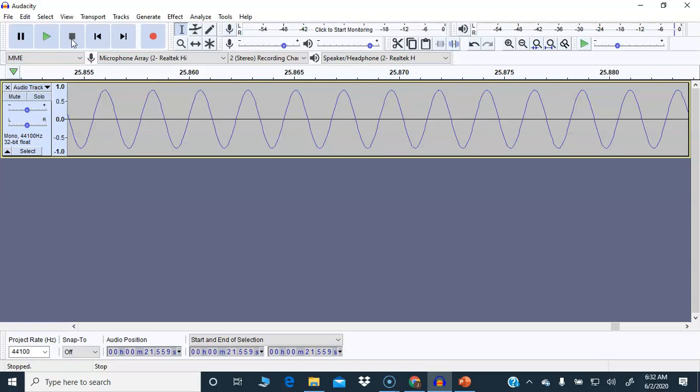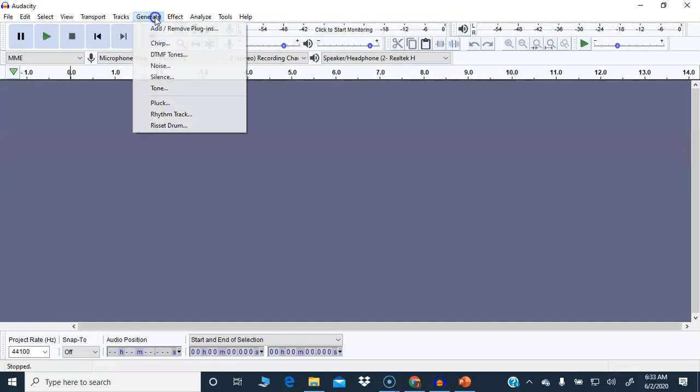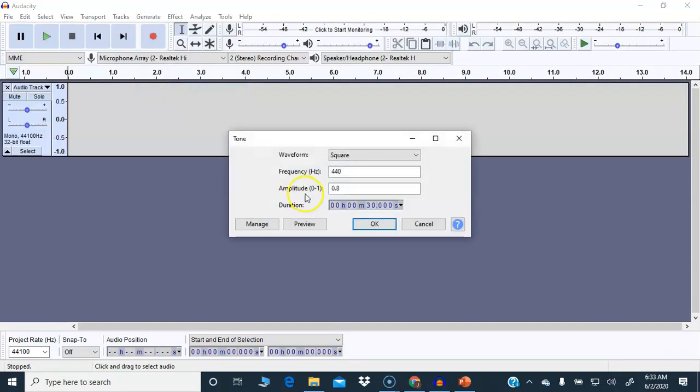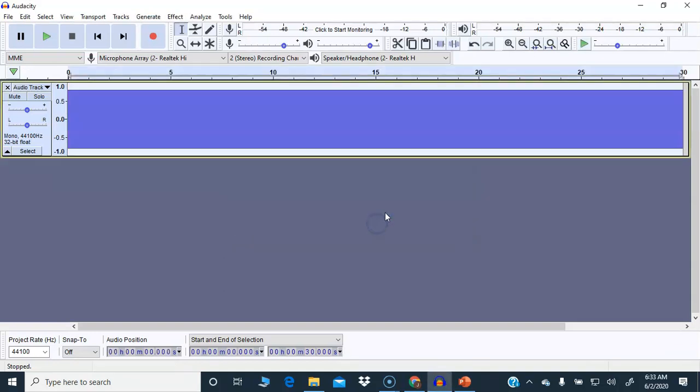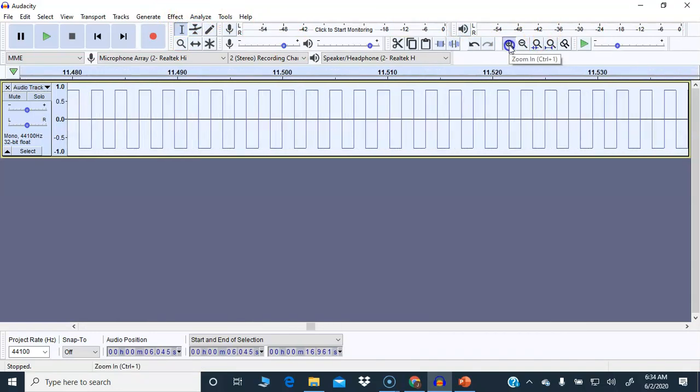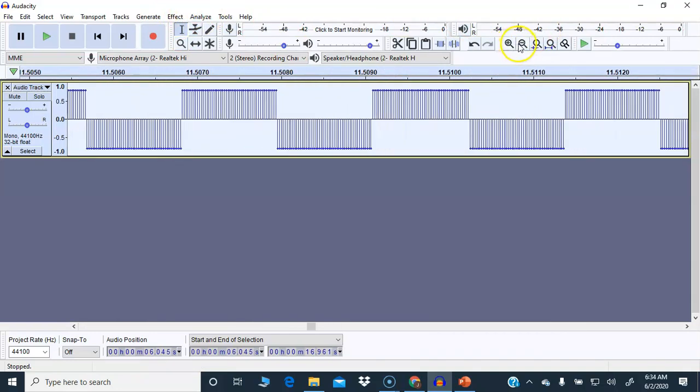All right, let's also generate a square wave. Okay, and again, we'll zoom in on this, highlight over part of it so it stays on screen, and we'll zoom in. Okay, and there you go. There's a square wave.